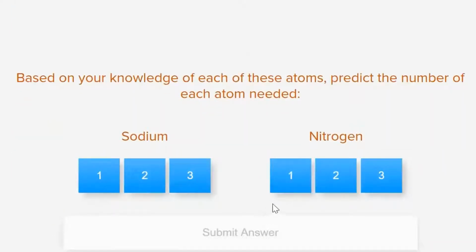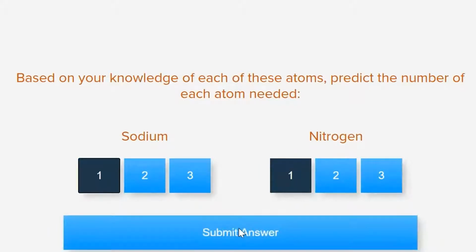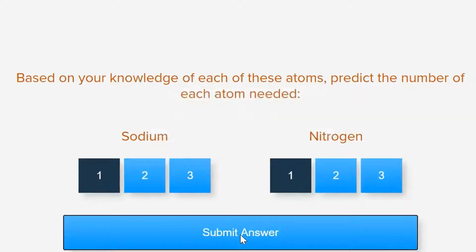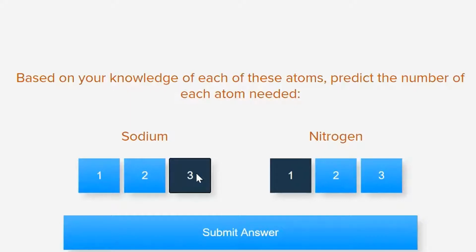Now, we know we have at least 1 nitrogen and we have 1 sodium. But if we submit that answer, it says it's not correct. And then we think again and we realize, oh yes, sodium doesn't pull very hard. Nitrogen is going to be the one that does the pulling because it's more electronegative, and it wants 3. Nitrogen wants 3 electrons. So 1 sodium only has 1 electron on its outer shell. 1 sodium is not going to be enough. So we're going to need to have 3 sodiums for the 1 nitrogen.